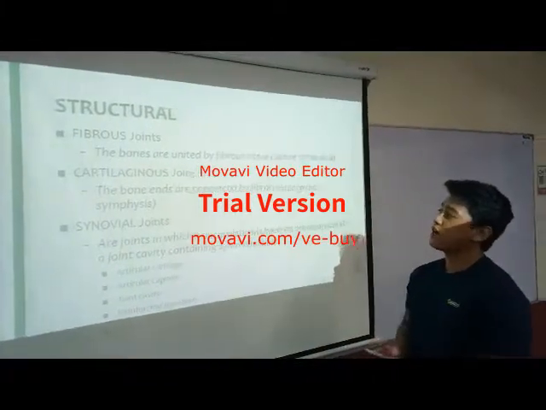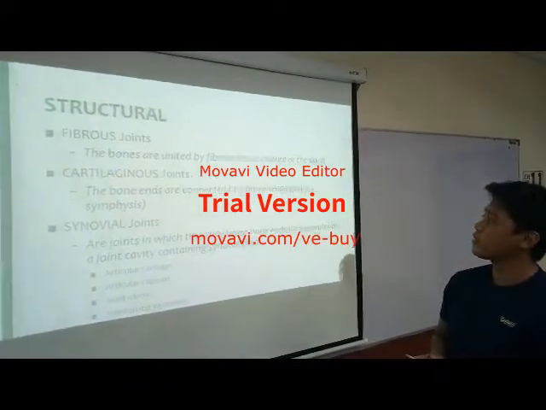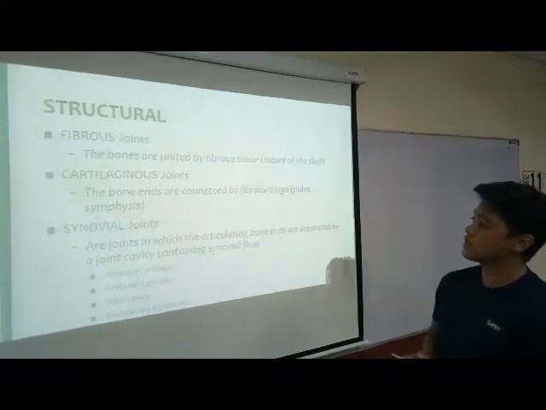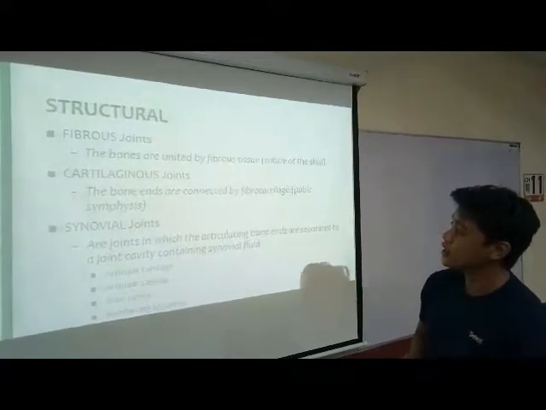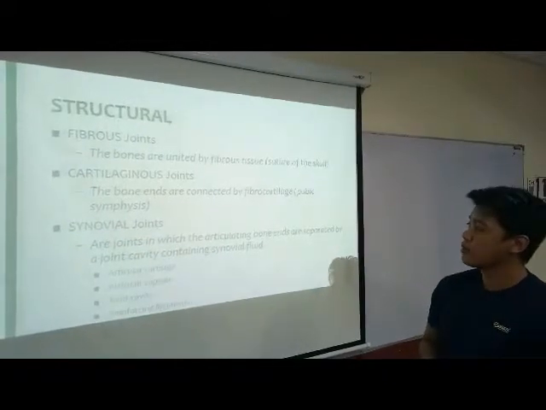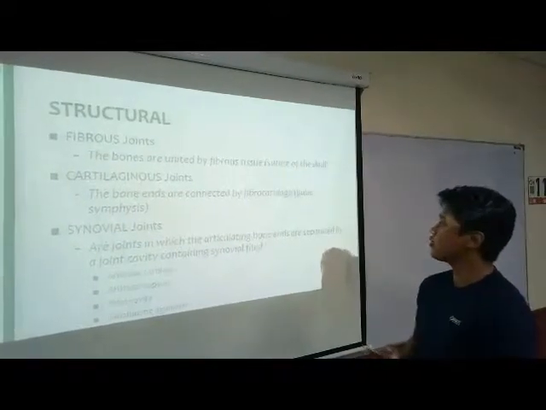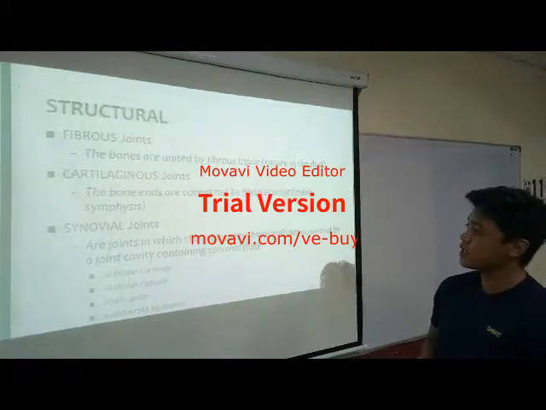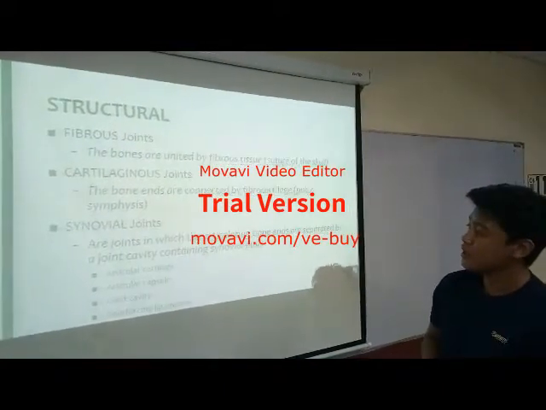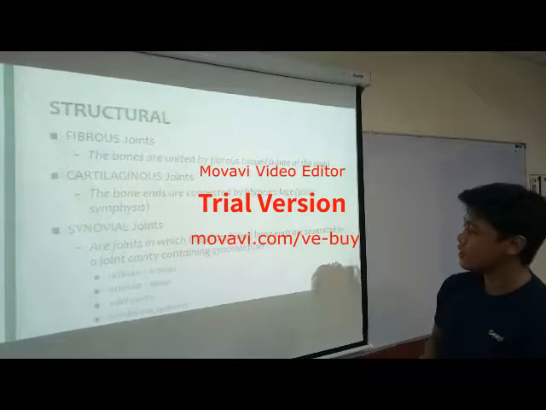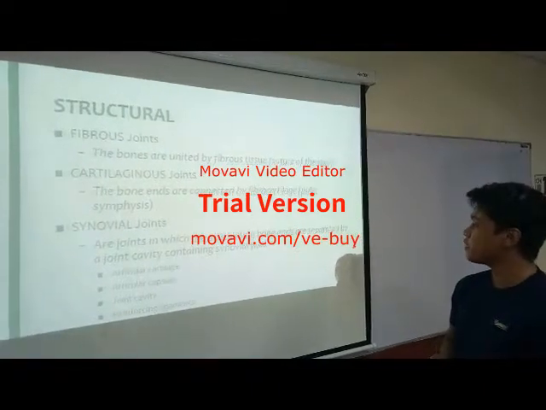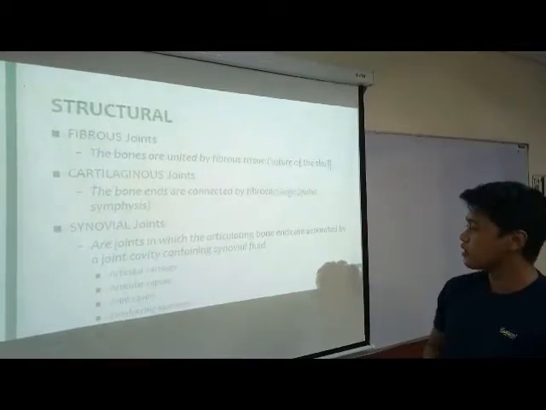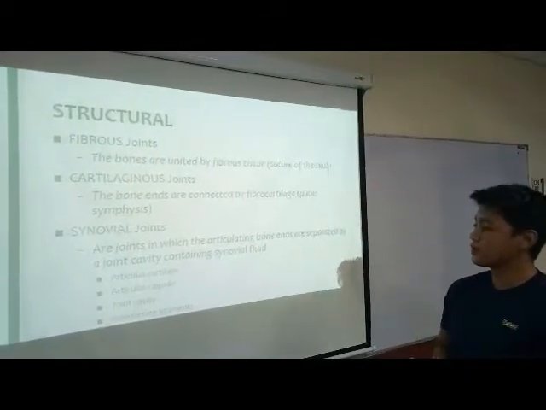Fibrous joint. The bones are united by fibrous tissue, such as the sutures of the skull. Cartilaginous joint. The bone ends are connected by fibrocartilage, such as the pubic symphysis. Synovial joints are the joints in which the articulating bones are separated by a joint cavity containing synovial fluid.